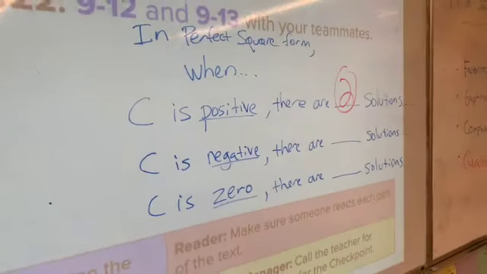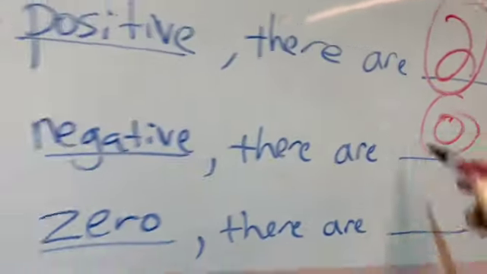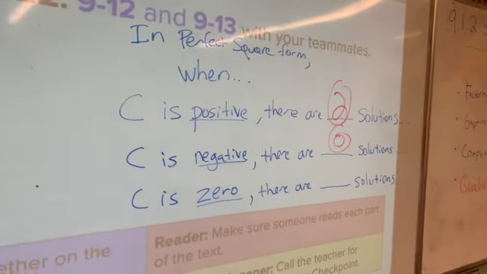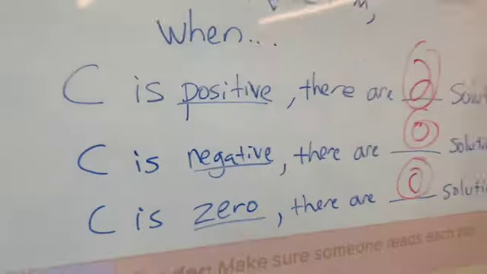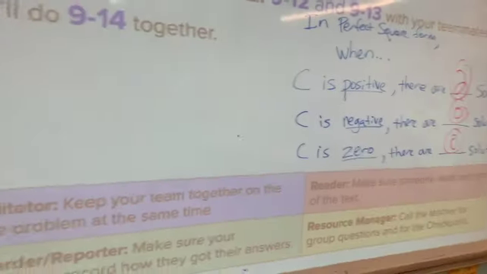Okay, if C is positive, there are 2 solutions. What about if C is negative? Well, I'd have to take the square root of a negative number. I can't do that. I would have 0 solutions. Okay, if C is 0, 0 has no sign, so there is 1 solution right there. Okay, so that is 913.